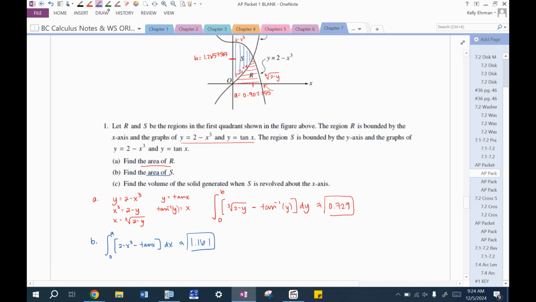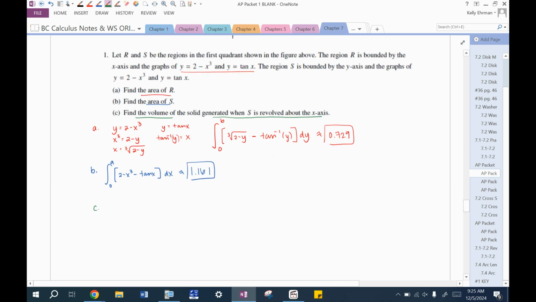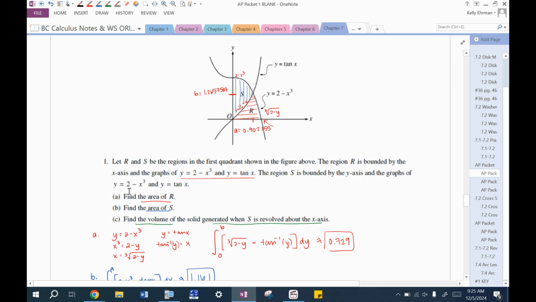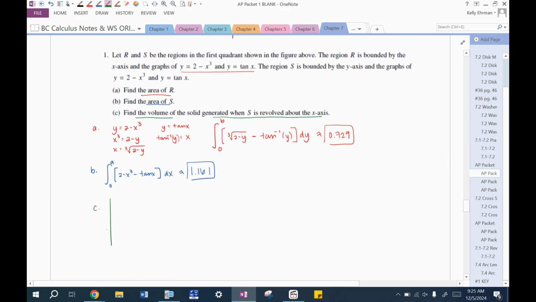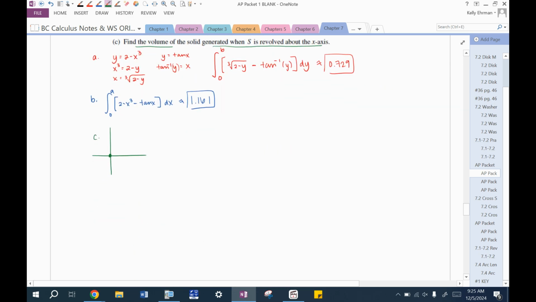All right, and then what does part C ask us to do? Find the volume of the solid generated when S is revolved about the x-axis. So I like to re-sketch what I have so I know what I'm looking at. S does go through 0, 0, right? Because tangent of 0 is 0. You can confirm that on your calculator if you need to. So when you sketch this, it's good to know, because you're revolving around the x-axis, that it does connect there. Your sketch doesn't have to be anything crazy, but something like that.